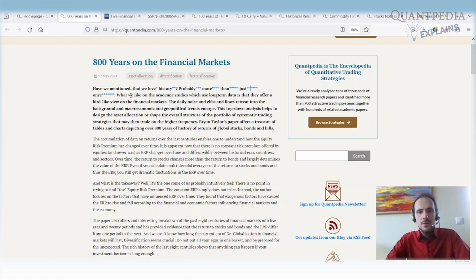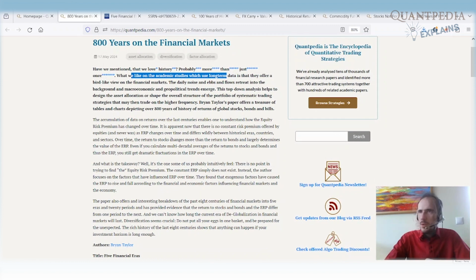So what we like about the academic studies that use the long-term data is that they offer a bird's-eye view on the financial markets. So the daily noise and the ebbs and flows retreat in the background, and you can see very nicely the macroeconomic and geopolitical trends. This top-down analysis helps to design the asset allocation, and it helps to shape the overall structure of the portfolio. The portfolio can consist of asset classes or the portfolio of systematic trading strategies that may trade on higher frequencies.